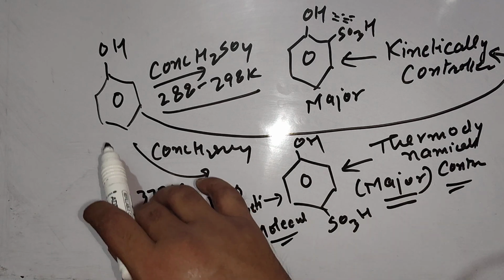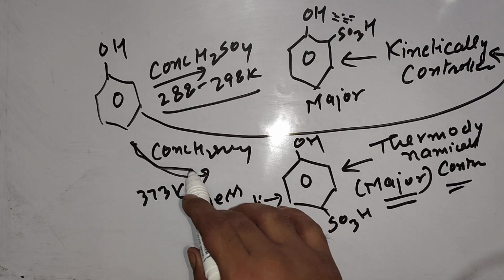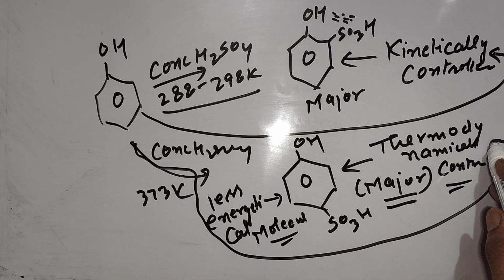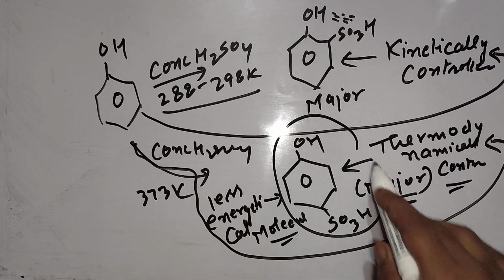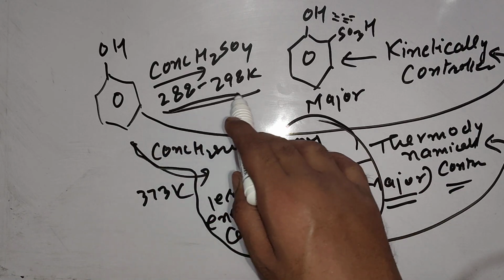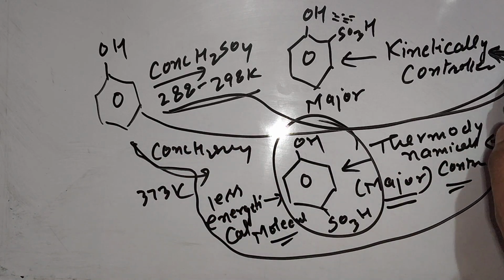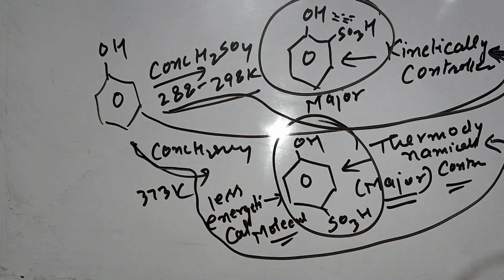That's it. Means at higher temperature, the sulphonation will be thermodynamically controlled and the main product will be para substituted. At lower temperature, the reaction will be kinetically controlled and the main product will be ortho substituted. That's it. This is the end of the video.